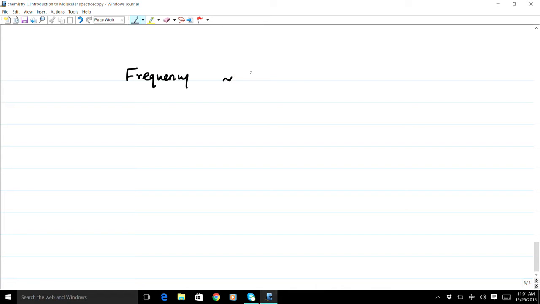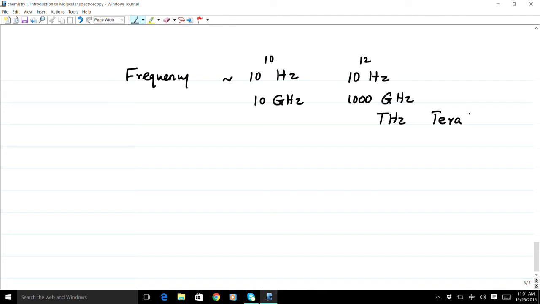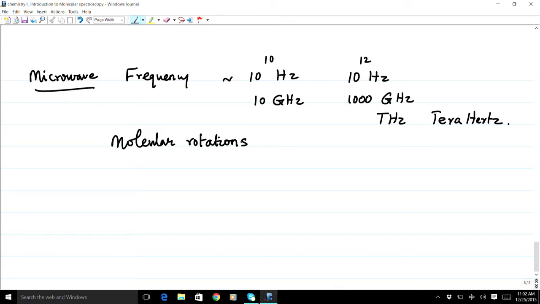is 10 to the 10 hertz, that is about 10 gigahertz, to about 10 to the 12 hertz, which is 1000 gigahertz or a terahertz. Okay. And this is for microwave. And microwave spectroscopy is used to study molecular rotations. And through molecular rotations, the equilibrium structure of the molecule.